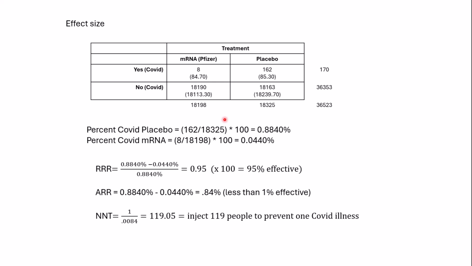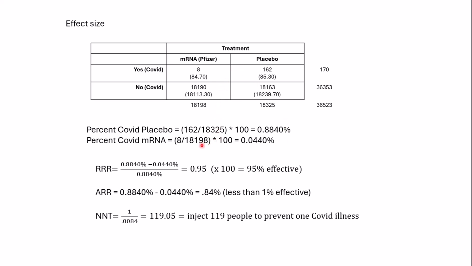Now let's get the same percentage for those who took the Pfizer vaccine. Again, how many of those individuals got COVID? So it's 8 divided by 18198. And then multiply by 100 to make it into a percentage, and that's 0.044%. So these are pretty small percentages we're dealing with here, and you can obviously just see that by looking at the numbers.